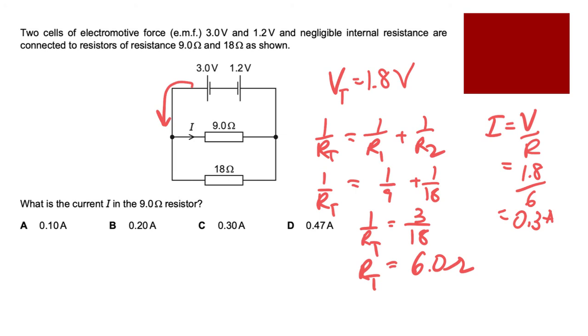Now remember, we have two resistors and one is twice as big as the other. Which one will get more current? The one with the smaller resistance. And the current will separate in the same kind of ratio. So if I have 0.3 here, I'm going to get 0.2 and 0.1. So my answer is B.